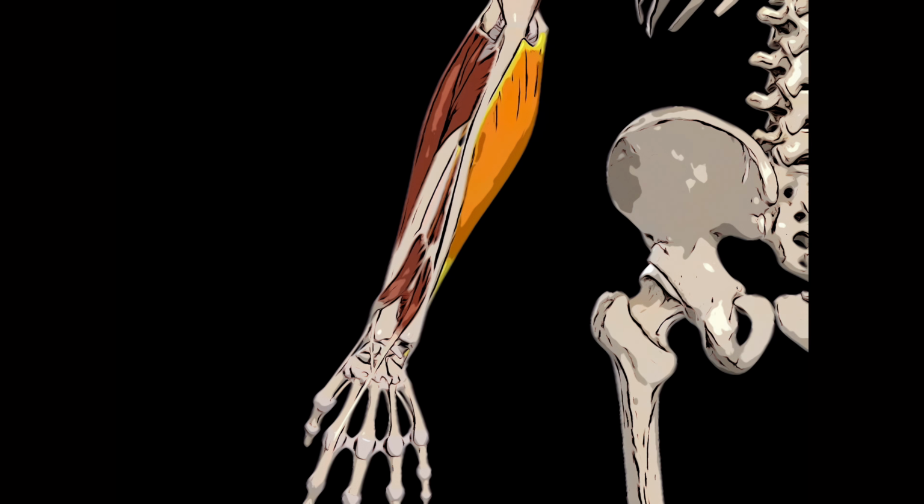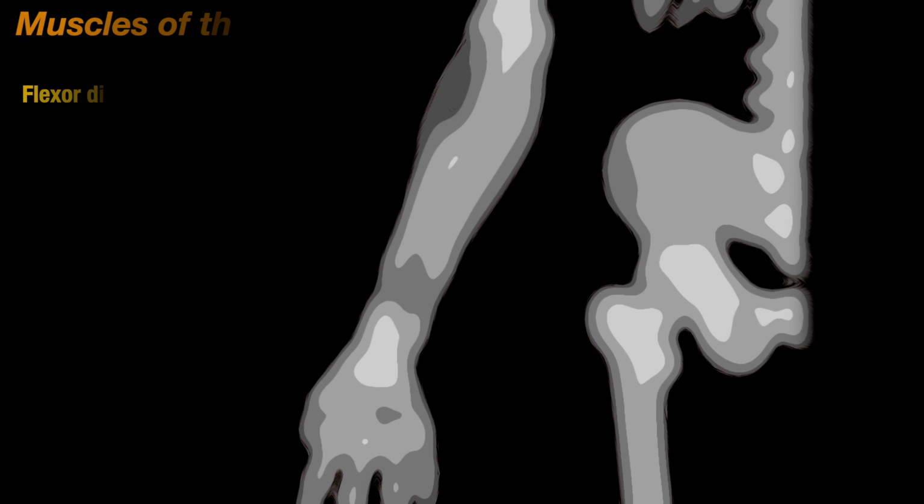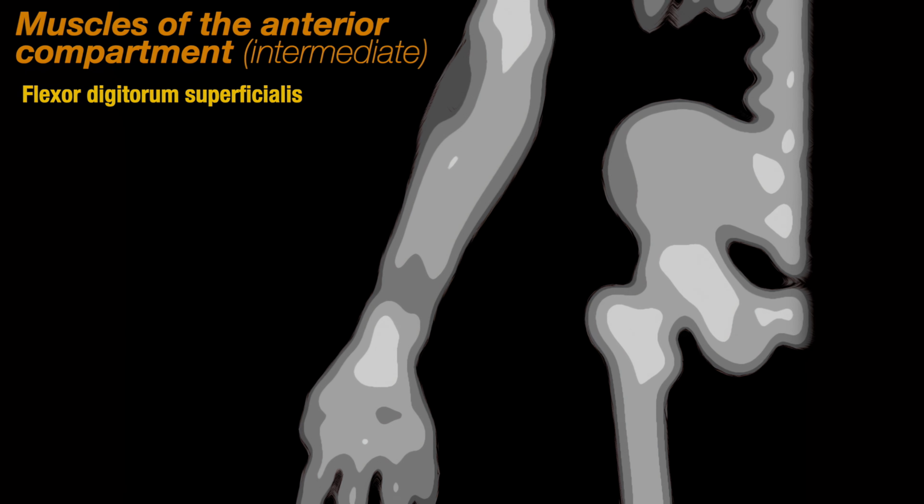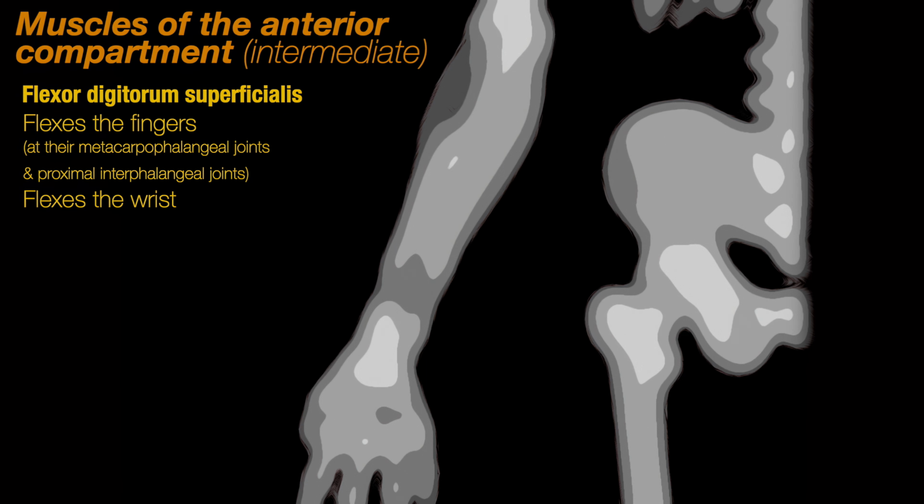Of note, there is actually a third compartment or subgroup, which contains a single muscle, which we have not yet mentioned, the flexor digitorum superficialis. This muscle is considered to lie in a kind of intermediate compartment between the superficial and deep groups of the anterior compartment of the forearm. The flexor digitorum superficialis flexes the metacarpophalangeal joints and proximal interphalangeal joints at the four fingers and flexes the wrist.